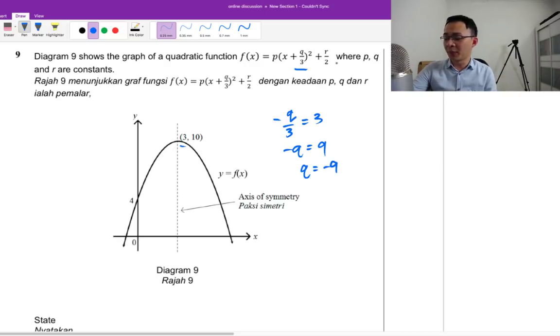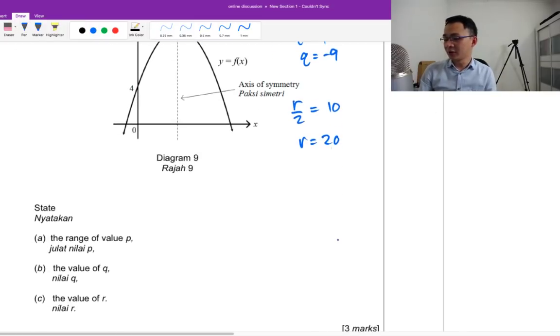Because the purpose of completing a square is to help us find a maximum point. So you just remember the x value is always the opposite symbol of whatever is inside the bracket here. So if this is positive q over 3, I would say it's negative q over 3. Okay, and then this one is just a y value here because the question already did the completing a square for you, so it's very easy. R over 2 equals 10, r equals 20.